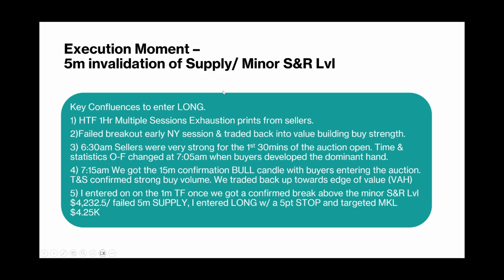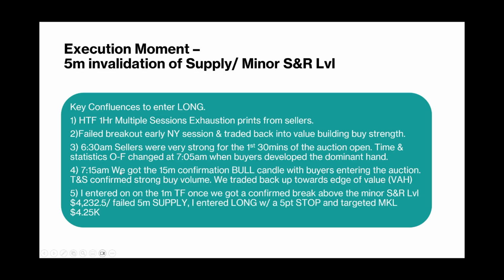So these were the key confluences why I entered this position. For the first one, we had the higher time frame 1 hour multiple sessions exhaustion prints from sellers. Okay. Two, we had a failed breakout early New York session and traded back into value, building buy strength. Three, 6:30 a.m. sellers were very strong for the first 30 minutes of the auction open. Time and statistics in the order flow changed at 7:05 a.m. when buyers developed the dominant hand.